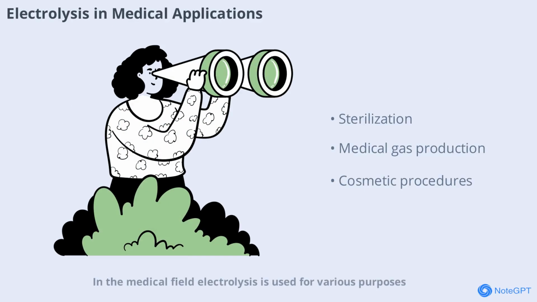In the medical field, electrolysis is used for various purposes such as sterilizing equipment and generating medical gases like oxygen and hydrogen. It's also used in certain cosmetic procedures such as hair removal, where a small electric current destroys hair follicles. These applications show the versatility of electrolysis in improving health and hygiene.